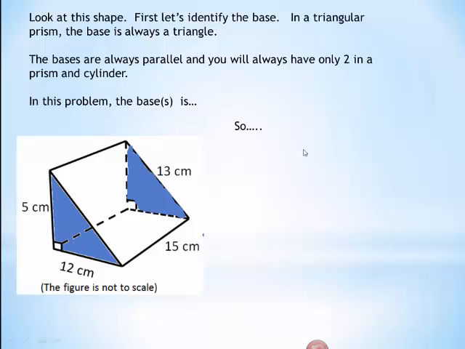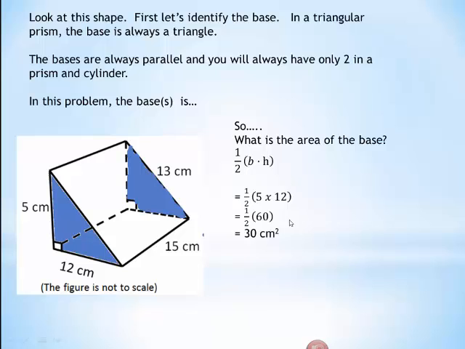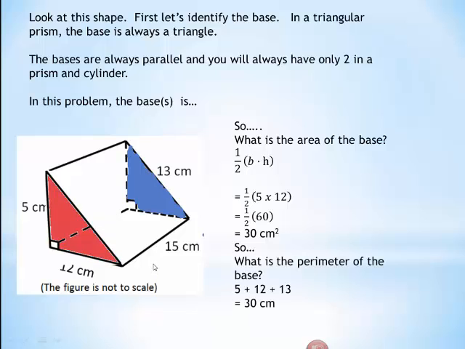So now let's find the area of the base. Now remember that right angle tells me the base and the height. So this would be 1/2 base times height. 1/2 of 5 times 12, which would be 1/2 of 60, which is 30. Label it. What would the perimeter of the base be? This is 5. This is 12. What's this right here? 13. So the perimeter would be 30 centimeters.